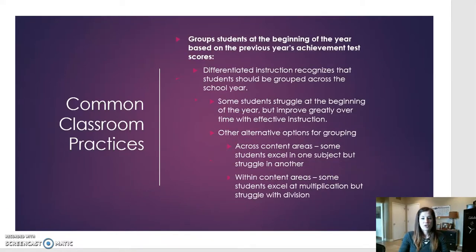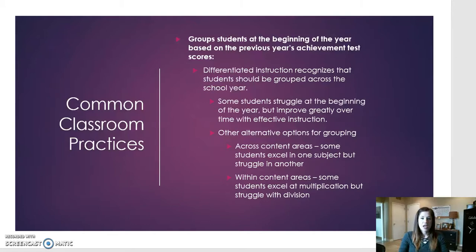Another common classroom practice that is not differentiated instruction. The example is grouping the students at the beginning of the school year based on the previous year's achievement scores. Differentiated instruction recognizes that children should be grouped across the school year. Some students struggle at the beginning of the year, but improve greatly over the course of the year with extensive instruction.